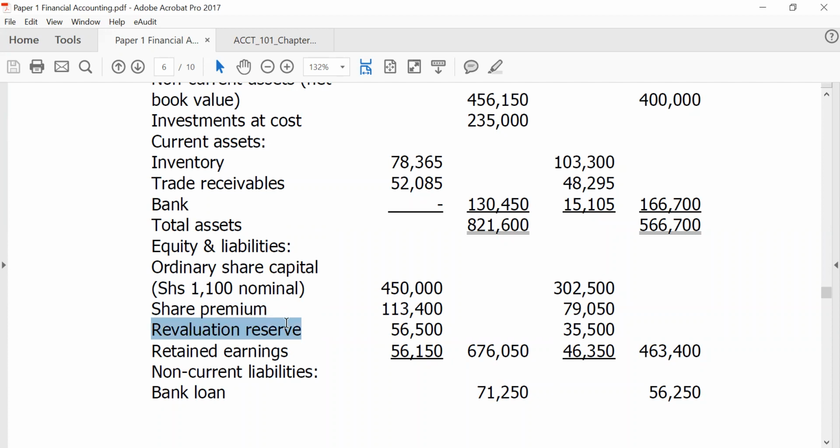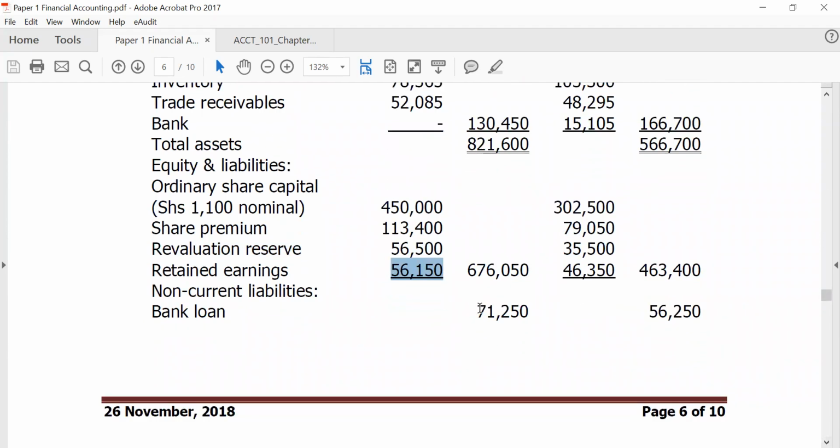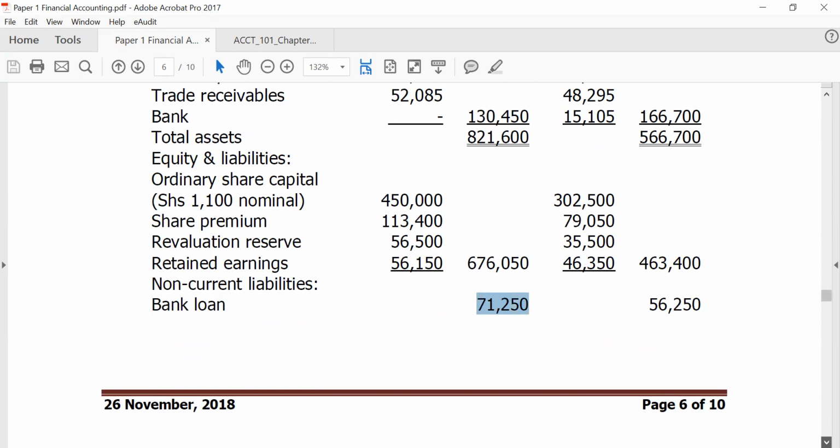And then revaluation reserve. Revaluation reserve comes in when we revalue our assets, especially any current assets. And then we have retained earnings. These retained earnings, of course, represent cumulative profits over the period. Then we have the non-current liabilities, which we are also seeing that they grew. The bank loan grew, which means cash came through.